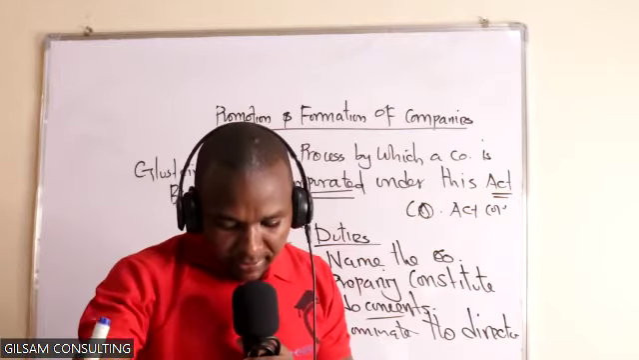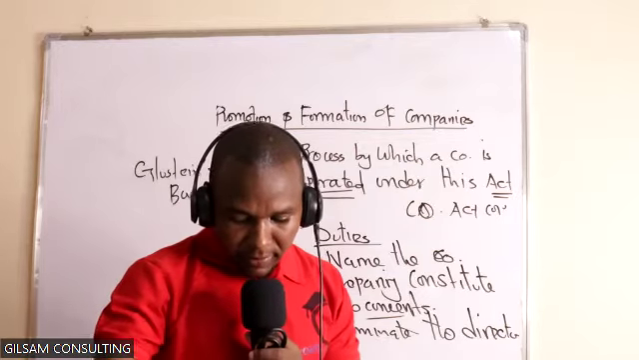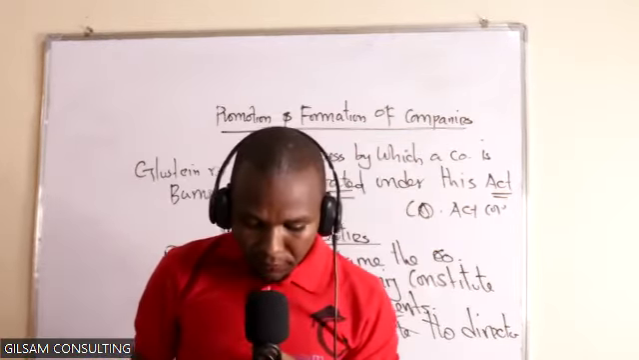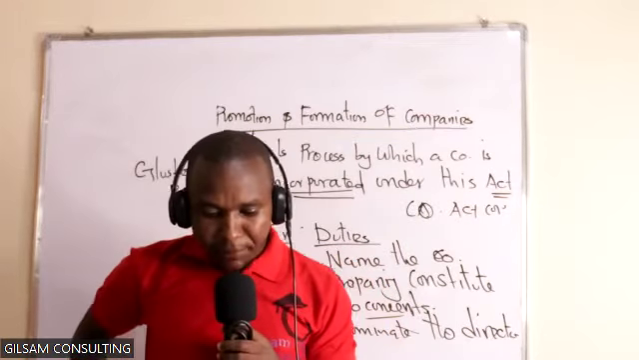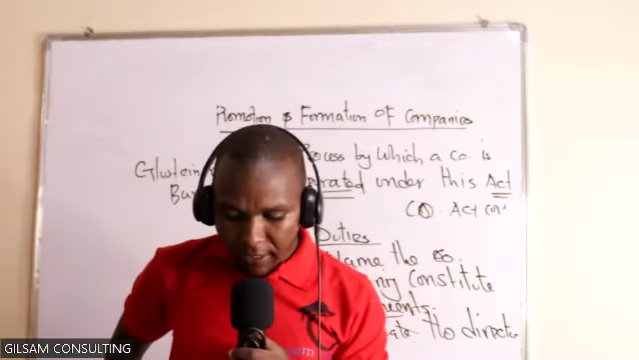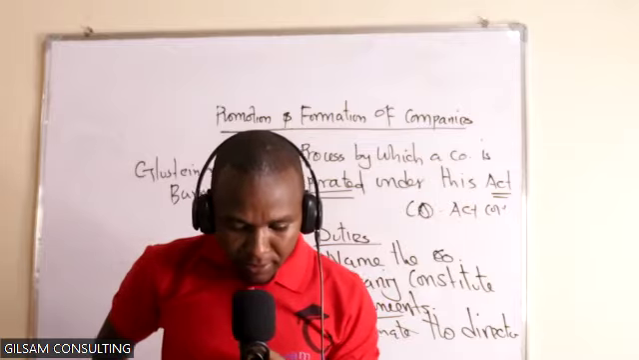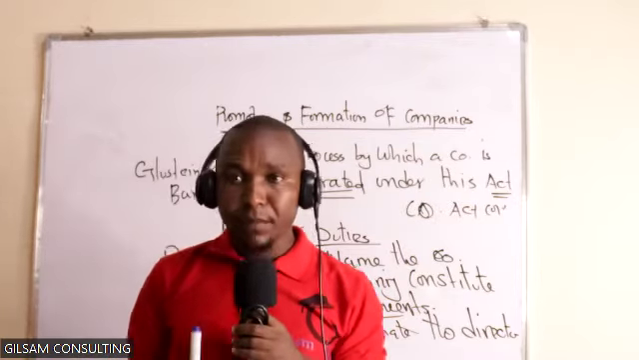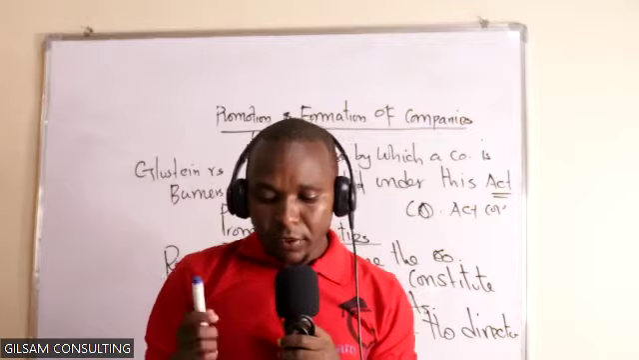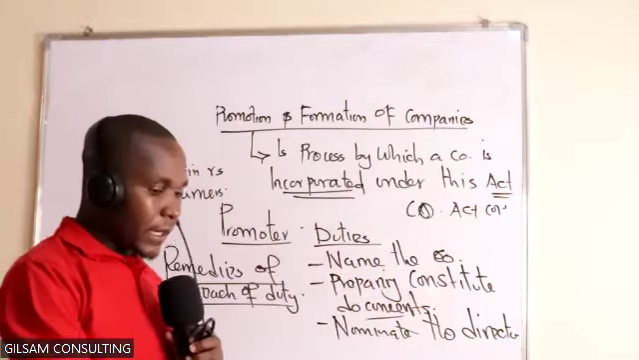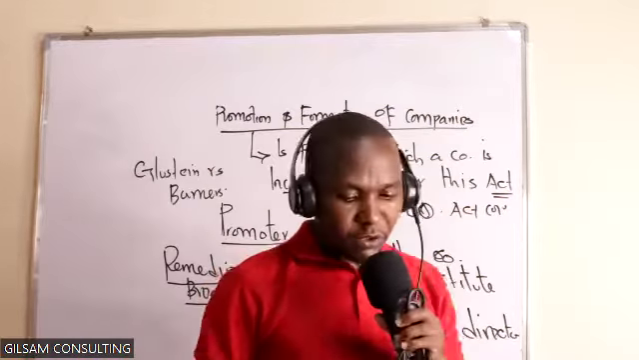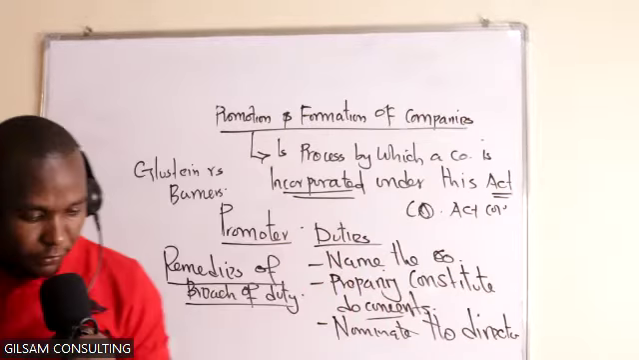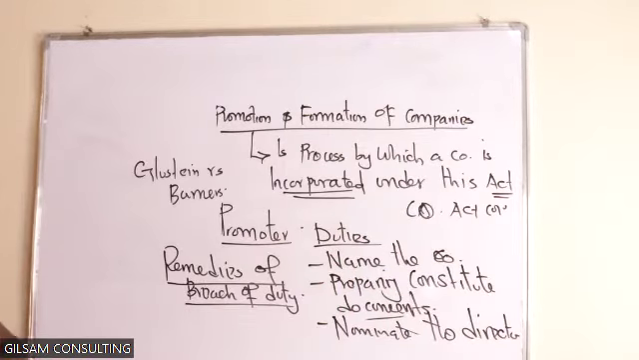And then the last remedy is where fraud is proved. Damages may be recovered from the promoter, and if he is a director, he may be liable for misapplication of the company's funds. So if a promoter commits any breach of duty, then the company can have those three remedies to recover their losses.